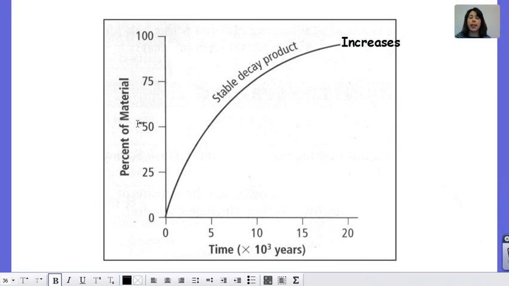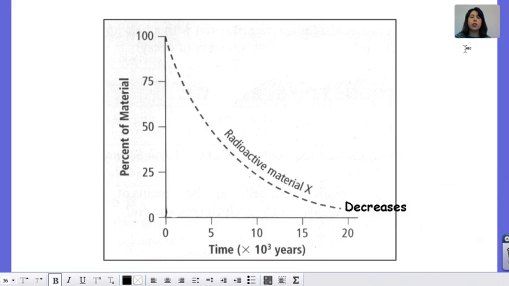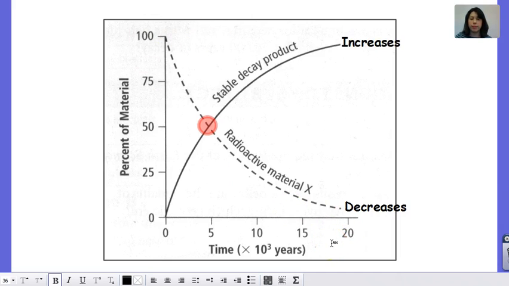We can also see as time increases, the percentage of material that has decayed will increase. However, as time increases, the radioactive material present will decrease. Okay? And we can just see that both on the chart. So if you have a chart where they're both going down or both going up, you probably might have read something wrong or something's incorrect with that.